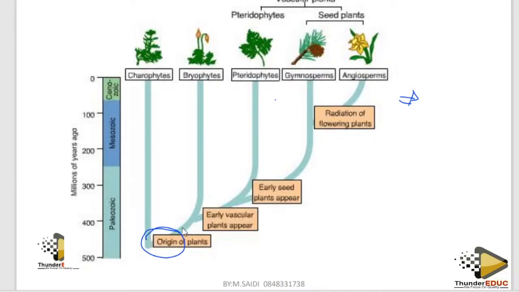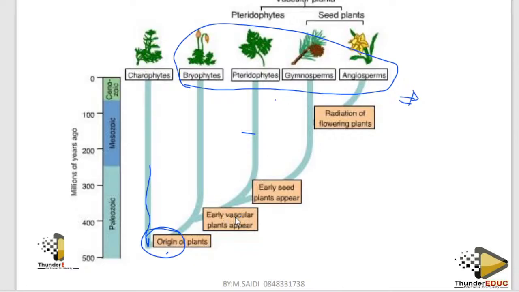This one is the common ancestor of all, meaning that all these ones came from this. This plant which branched here is the earliest. So early vascular plant appears, meaning that this bryophyte doesn't have a vascular bundle. A vascular bundle is xylem and phloem. Phloem, you remember, is responsible for transportation of manufactured food, and xylem is responsible for transportation of water and mineral salts.